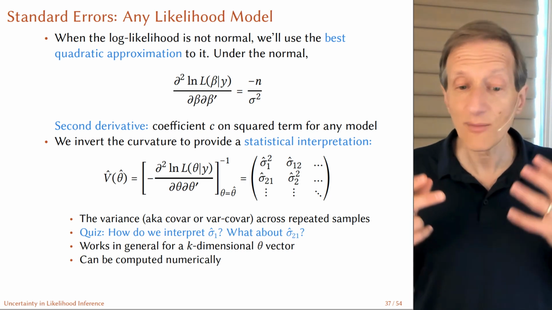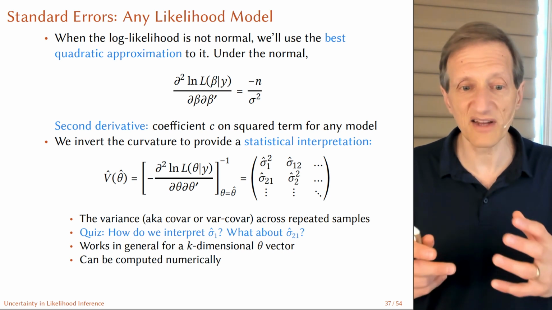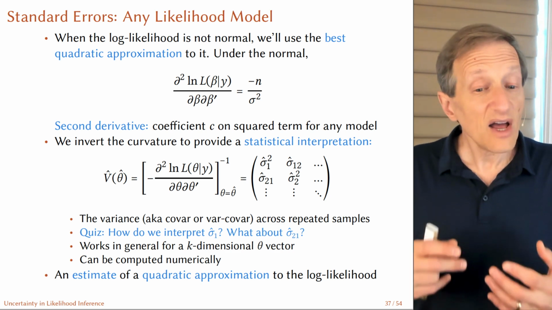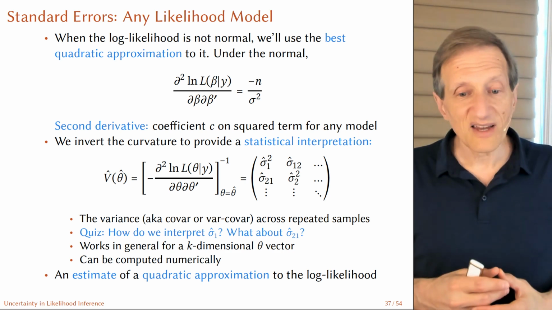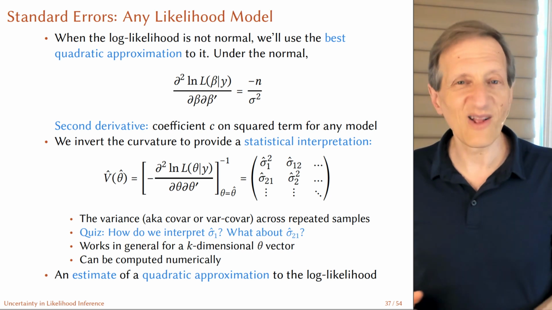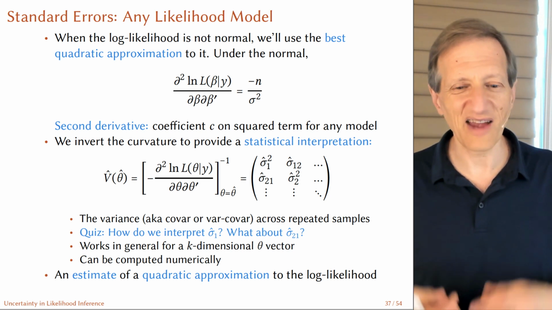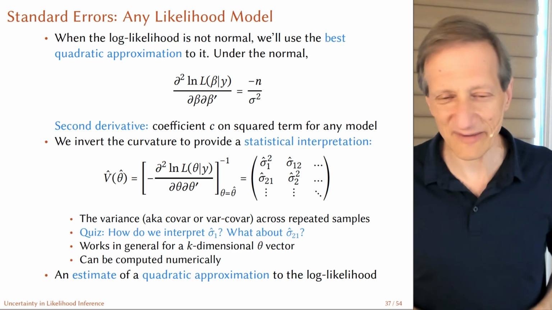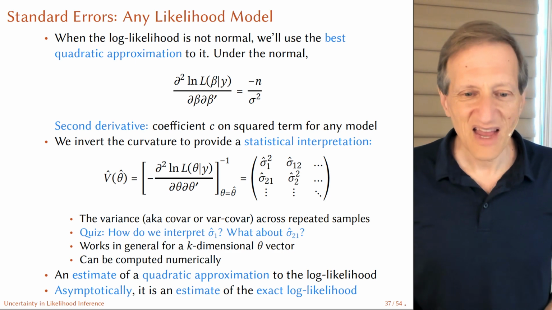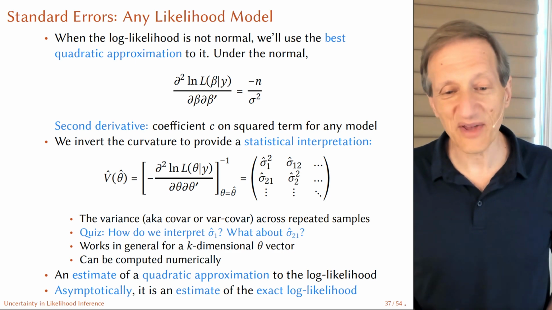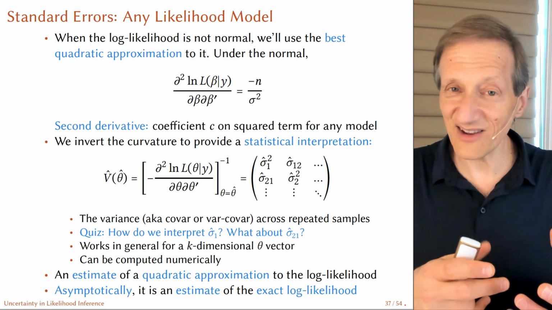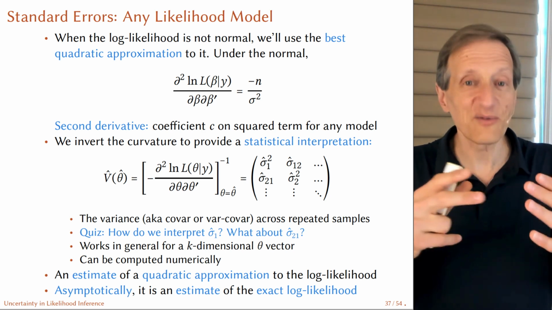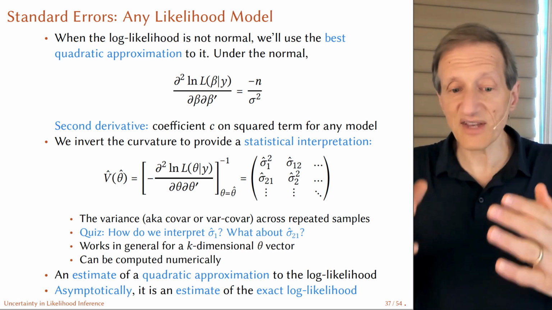And if you don't understand, please ask. We'll work it out with you. It's a very sophisticated, counterintuitive kind of concept. So what we're going to have is an estimate of the quadratic approximation to the log likelihood. That's what this whole thing is, right? So it's a quadratic approximation to the log likelihood. We don't know that, so we have to estimate it. So we estimate it. Okay. Asymptotically, we go one more step. It's an estimate of the exact log likelihood because asymptotically, that is as n goes to infinity, the quadratic approximation becomes accurate. And so that's the exact log likelihood.